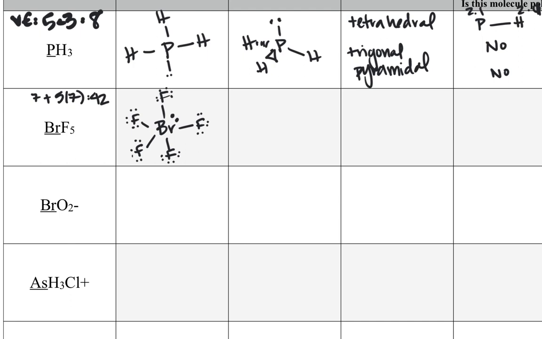So this tells us that we have a steric number of 6. So we have a bromine in the center, and it's going to look like this. So we know it's octahedral because it's a steric number of 6. So now we're going to put on our fluorines.